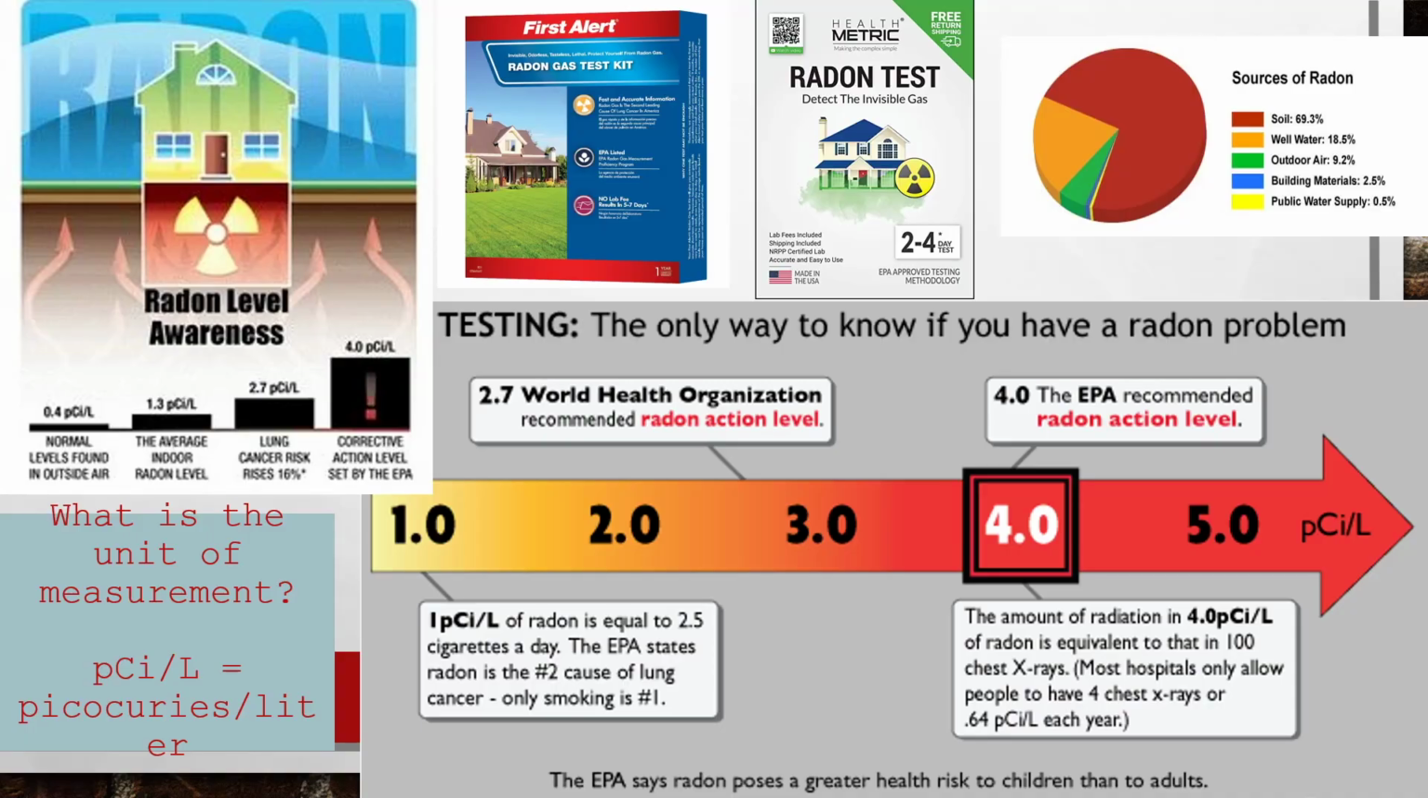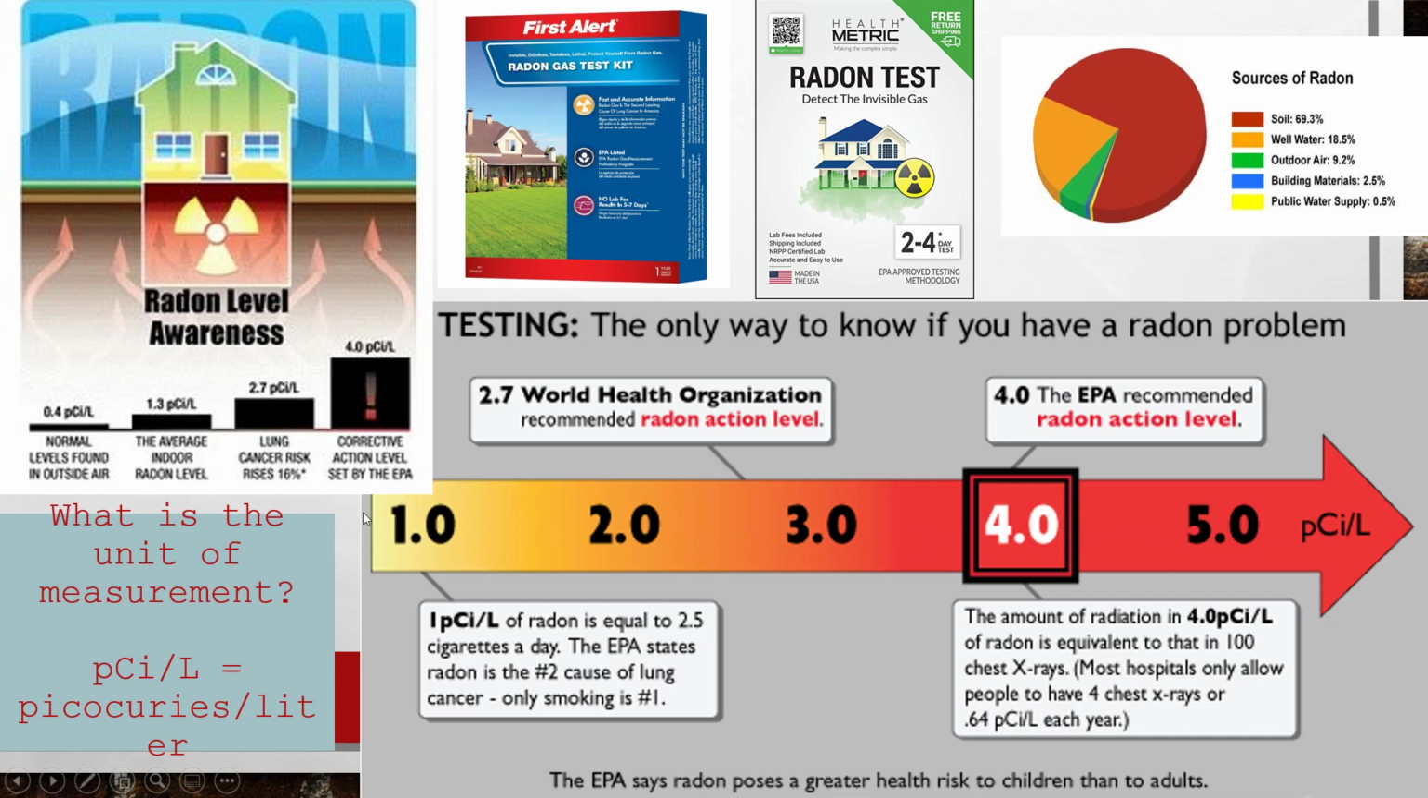When they test for radon, that's really the only way to know if there's a lot of radon in your home. It's measured in picocuries per liter. If you remember when we talked about half-lives, we looked at curies as a measurement of radioactivity. Radon comes from many different sources, and they can test for it in your home. You can do it yourself, or you can have someone come in.